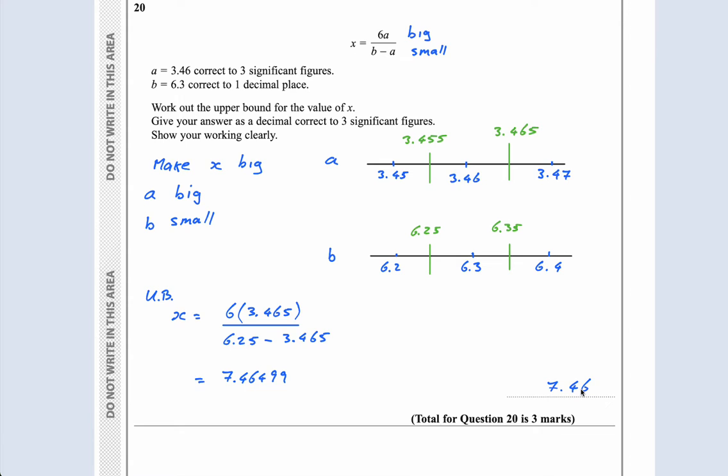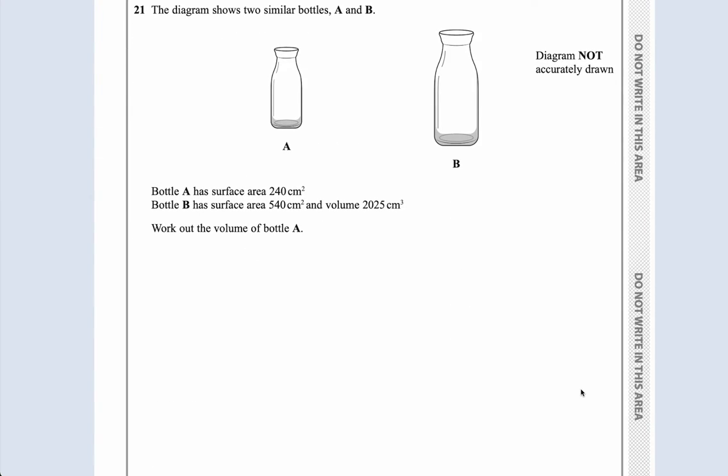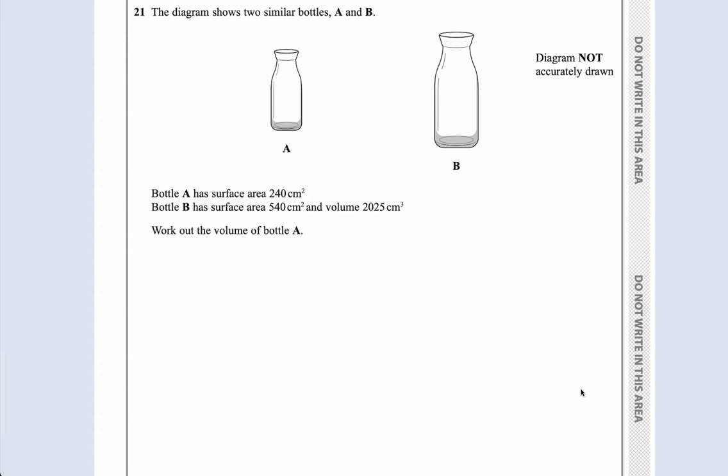7.46, and that's correct. Okay, that's question 20. Question 21. Two similar bottles, so this is a similar shape question. Bottle A is surface area of this, bottle B is surface area of this, and volume of this. Work out the volume of A. Okay, I like this question, guys, because it's very familiar to me.